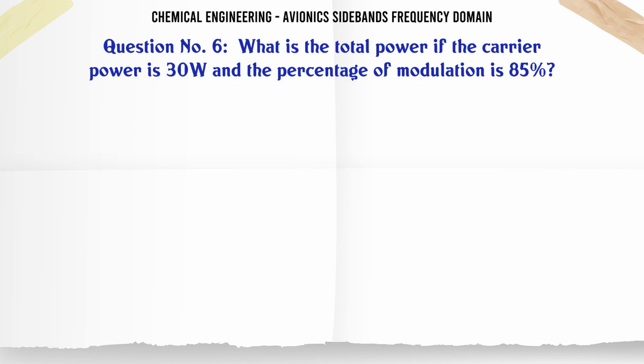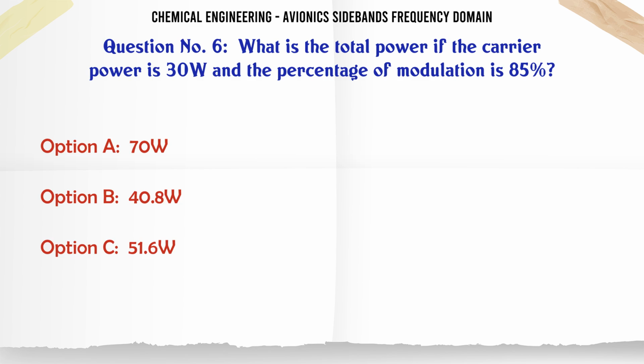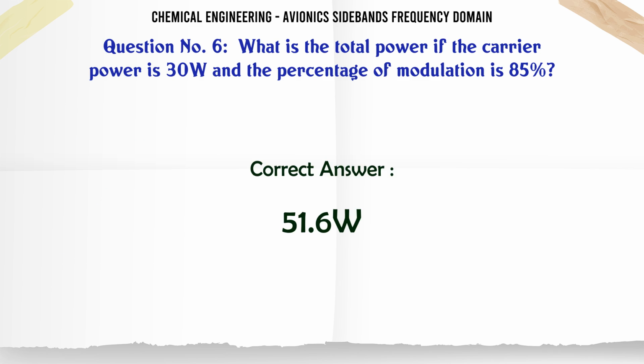What is the total power if the carrier power is 30 watts and the percentage of modulation is 85? A: 70 watts, B: 40.8 watts, C: 51.6 watts, D: 20 watts. The correct answer is 51.6 watts.